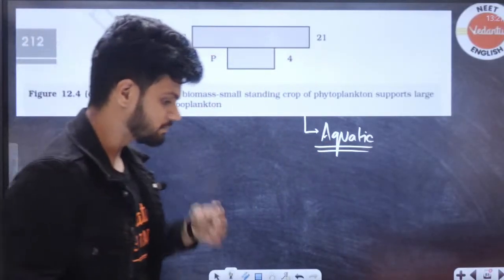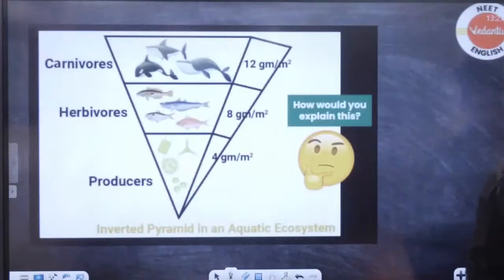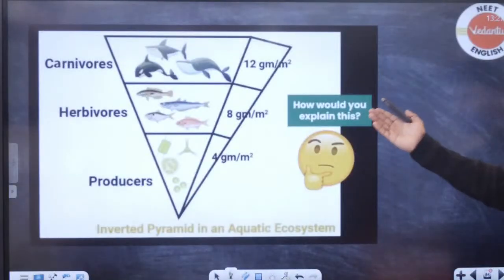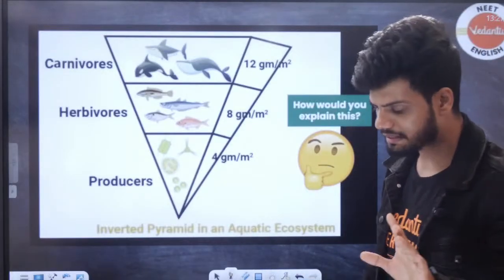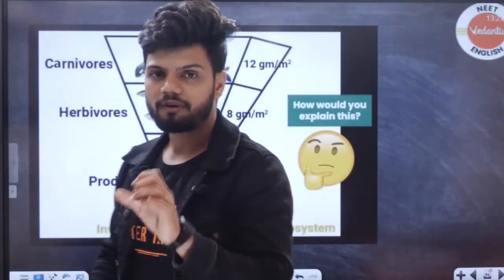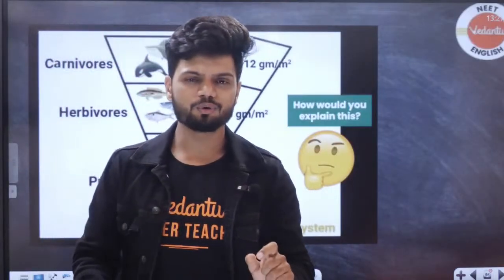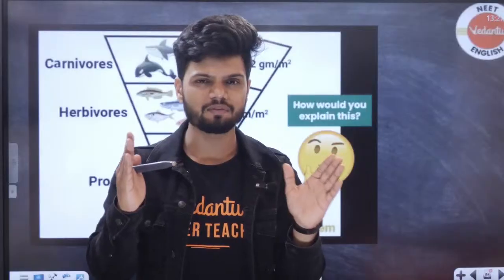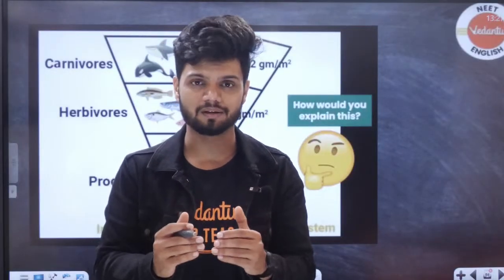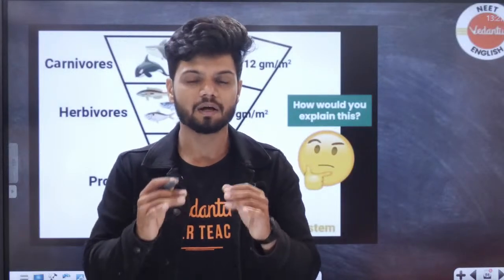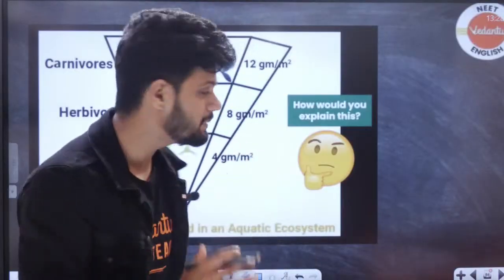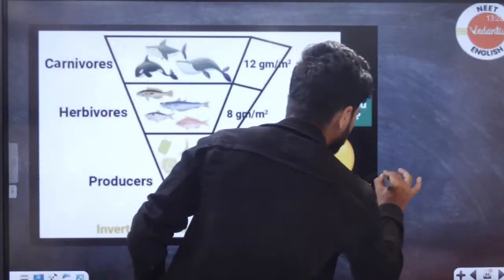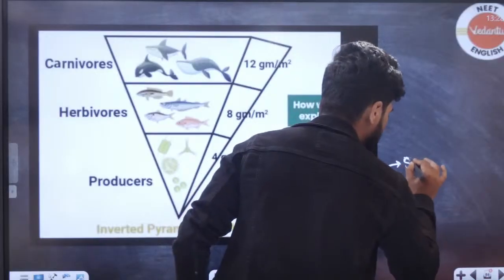Now you ask me, why, sir? Why in the case of an aquatic ecosystem is it inverted? Very simple answer. Phytoplanktons, tell me, do you think they have a very large biomass or very little biomass? See, they may be high in number, but they are microscopic. And with that being said, since they are microscopic, they have a very small size.